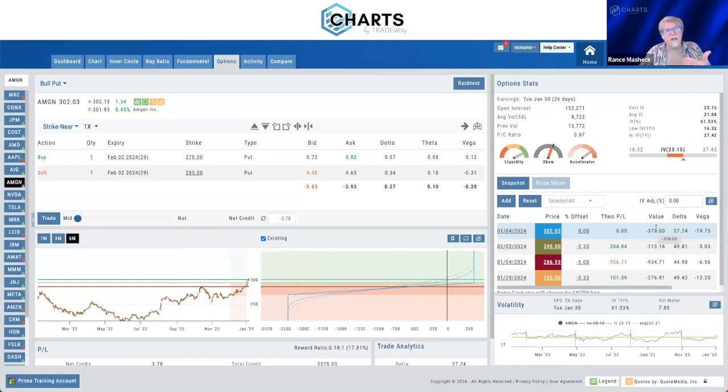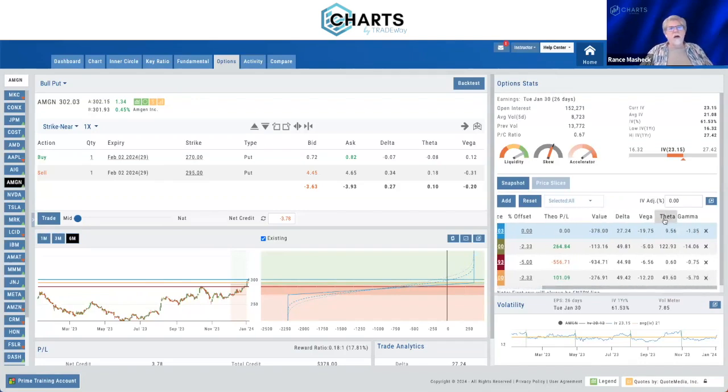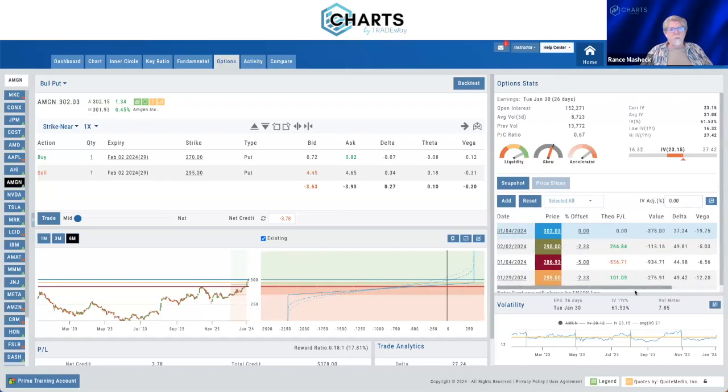So in this particular case, 390, I got in for a credit of, this is my entry again, 378. If it goes up to this, it's now worth 113. The difference between that is my profit, $264. Right? So it's going to calculate that theoretical P&L. This tells you just what the value of the whole trade should be on that day. And then we also have in here the Greeks for you as well. And then I can also get rid of any line I want to get rid of.